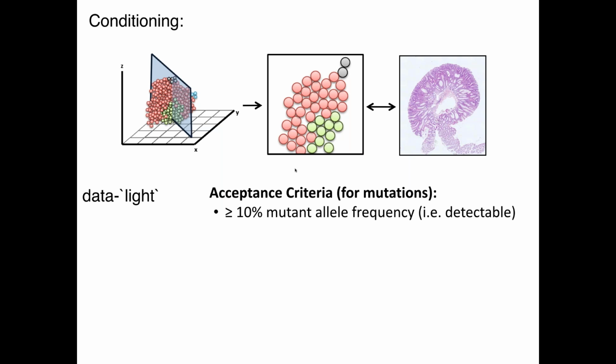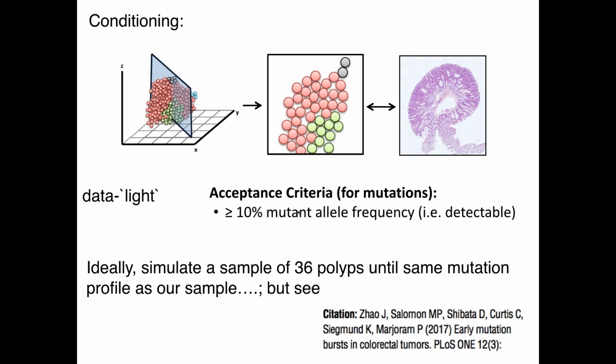They just ask, at the level of a mutation that you would see in here, does the frequency at which that mutation occurs exist at a sufficiently high frequency to be detected by the next generation sequencing technology that's used? And their lower threshold was that the mutant frequency had to be bigger than 10% in order for the sequencing to observe it. Is it a detectable mutation? Now, ideally, in fact, we would simulate not just one tumor to check for its mutation, but we would simulate a sample of these polyps or tumors. And you'd see if the mutation profile in slices of these things matched our observed sample. We don't do that. Sievers didn't do that.